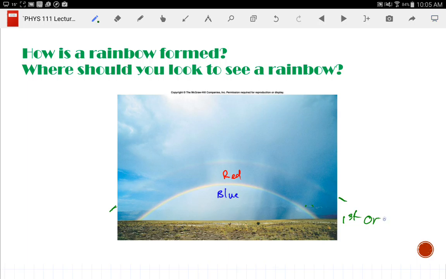order rainbow. This one out here is called the second order rainbow. And if you look at that, what color is at the bottom of the second order rainbow? Red. What color is at the top? So the color order is reversed in the second order rainbow compared to the first.